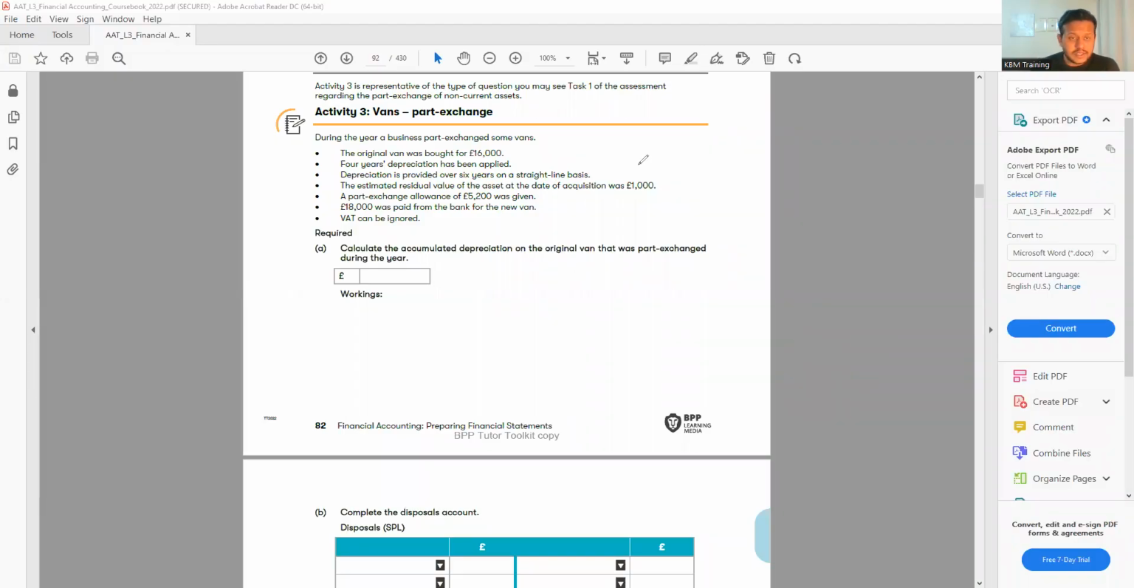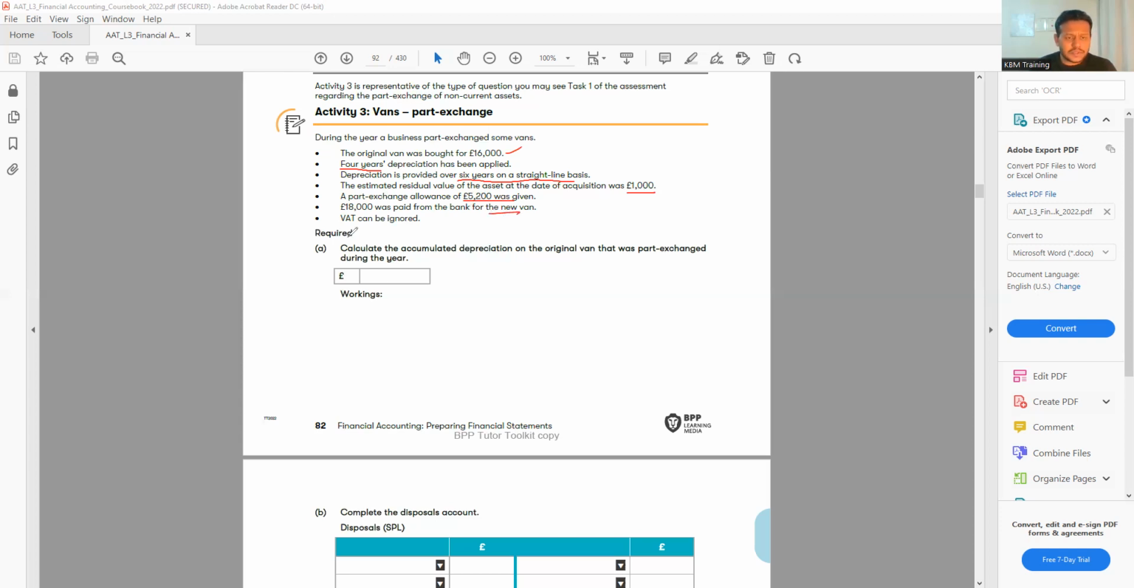This question says, during the year a business part exchanged some van. The original cost of the van was 16,000. So this is my cost. 4 years' depreciation has been applied. So you need to calculate the depreciation for 4 years. Depreciation is provided over 6 years, straight line. So straight line method for 6 years, useful life. The estimated residual value of the van was 1,000. And a part exchange of 5,200 was given. 18,000 was paid from the bank for the new van.